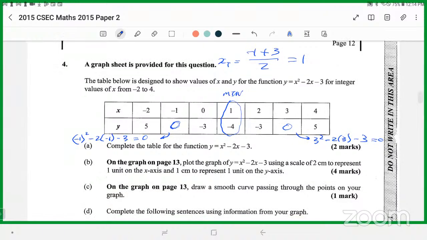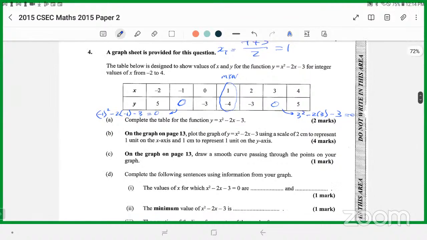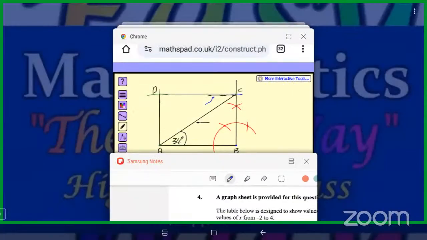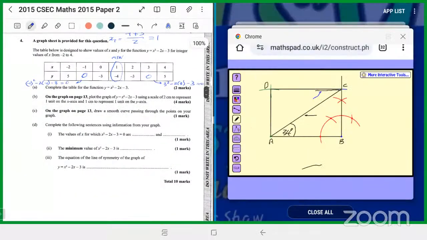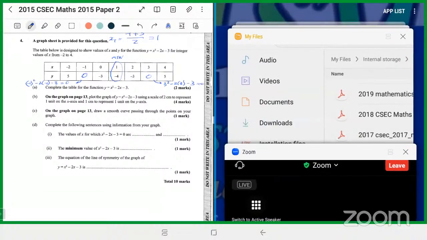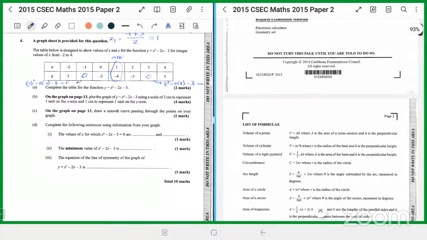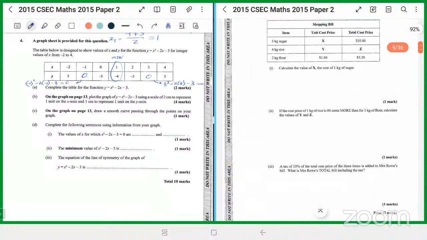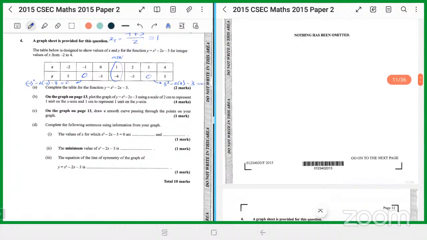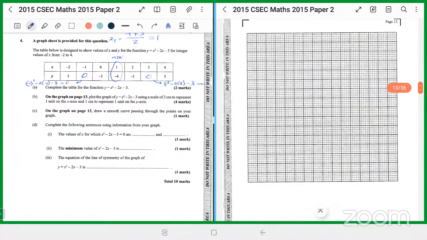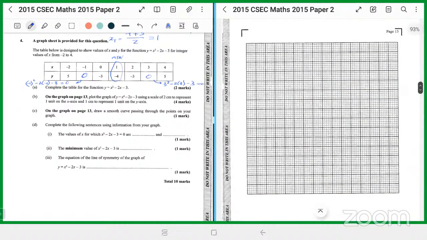All right, so we're going to need to draw the graph, which is what this part is telling us to do now. It says on the graph on page 13, plot the graph of that function using a scale of 2 centimeters to represent 1 unit. I think I have another copy of this that we can bring up and use here. So let's find the graph. I don't want us to put it on this graph. So let me just put it there.